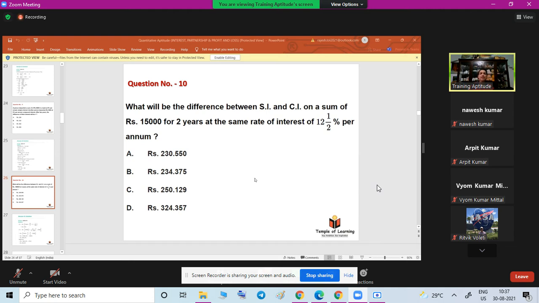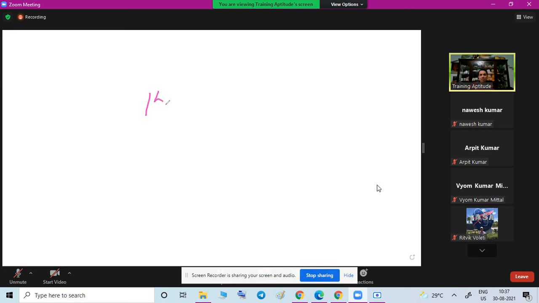Difference between simple interest and compound interest when the time is 2 years is PR square. PR square. P is 15,000. R is 12.5%.